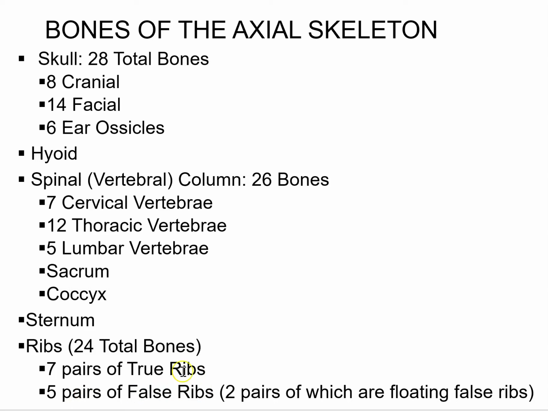So there are 7 pairs of true ribs, 5 pairs of false ribs, and then 2 of those pairs of false ribs are going to have an even different connection to the sternum than the first 3 pairs.